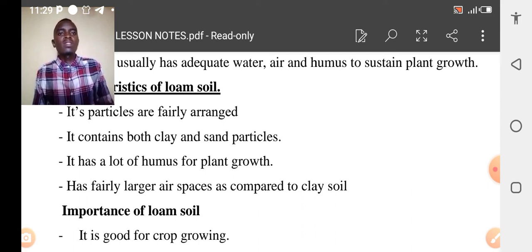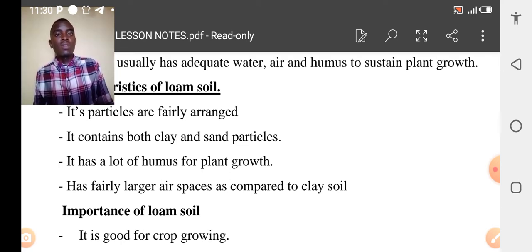Thank you for understanding the characteristics of loam soil. I think everything about the characteristics of loam soil is understandable. Are we together? I know we are together.